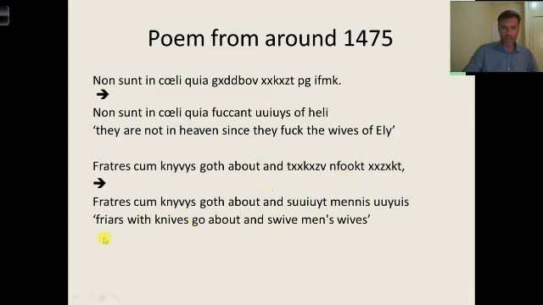And then there was another one: "friars with knives go about and swive men's wives," which they also put in the code. Swive was a word that was pretty much synonymous with fuck. They were both probably moderately taboo at the time, and they meant informatively the same thing. So you see them both, and I shouldn't even say moderately, they were clearly taboo enough to go about putting this in a code when they wrote the poem.